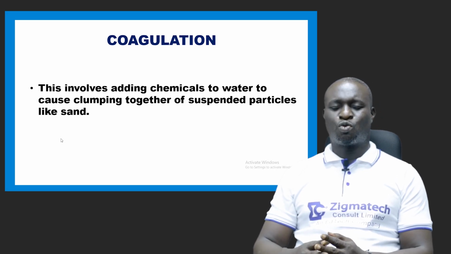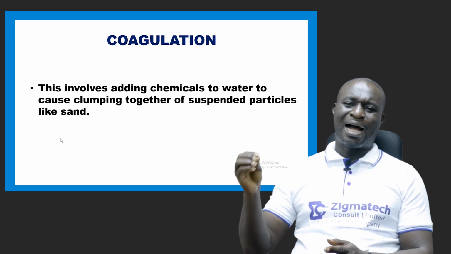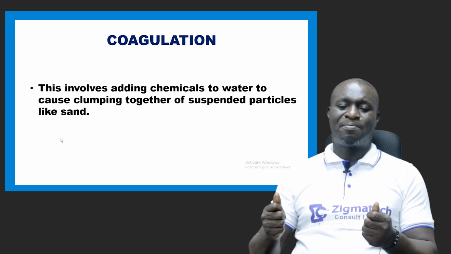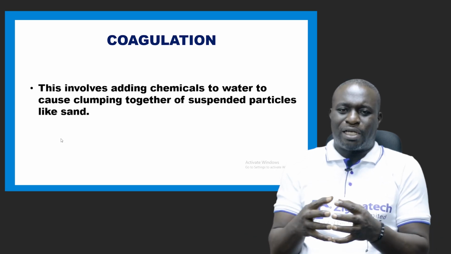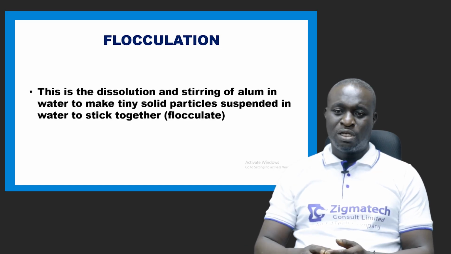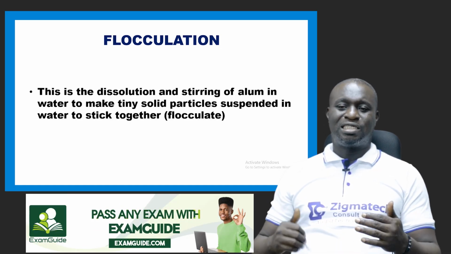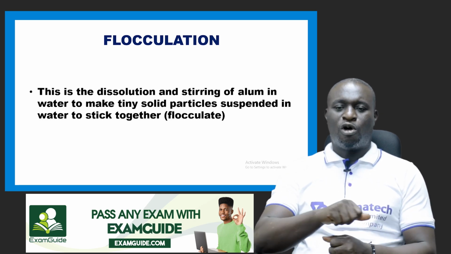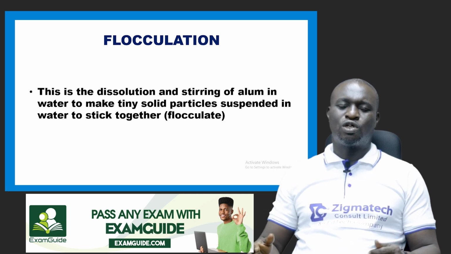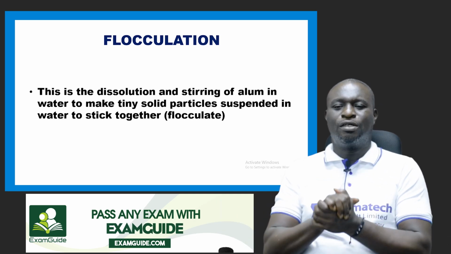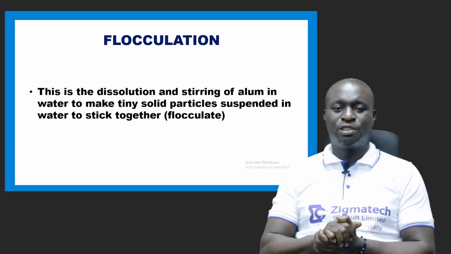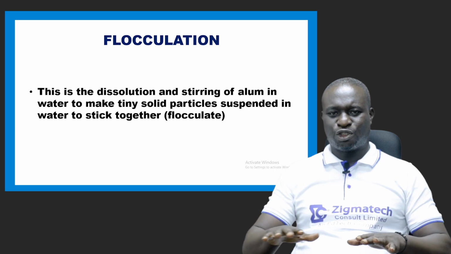Because in coagulation, it has to do with adding chemicals to the water, which makes some suspended particles in the water clump together. That's also the same thing that happens during flocculation. In flocculation, there is the dissolution and stirring of alum in water to make tiny solid particles suspended in water clump or stick together. So they flocculate. Now, after flocculation, the next thing is sedimentation.